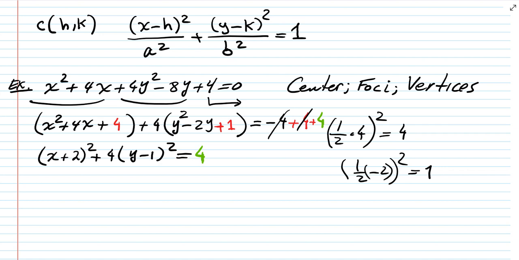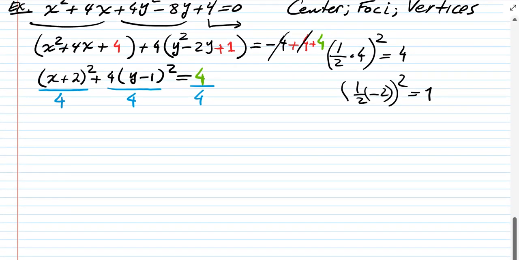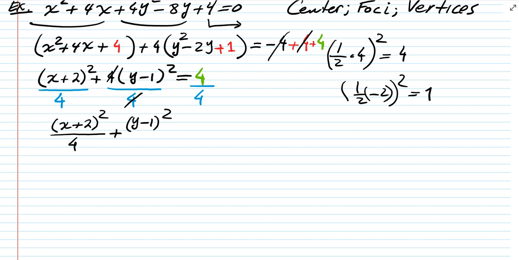Now, remember the equation must have a 1 on the right side. So next step, I'm going to divide everything by 4. Everything on both sides, let's divide it by 4. And when we do, we're going to get the true HK form. That's x plus 2 squared divided by 4. These 4's cross out, plus y minus 1 squared. I'm going to write it over 1 because that's going to help me graph my ellipse, equal 1 on the right side. So that is the equation.